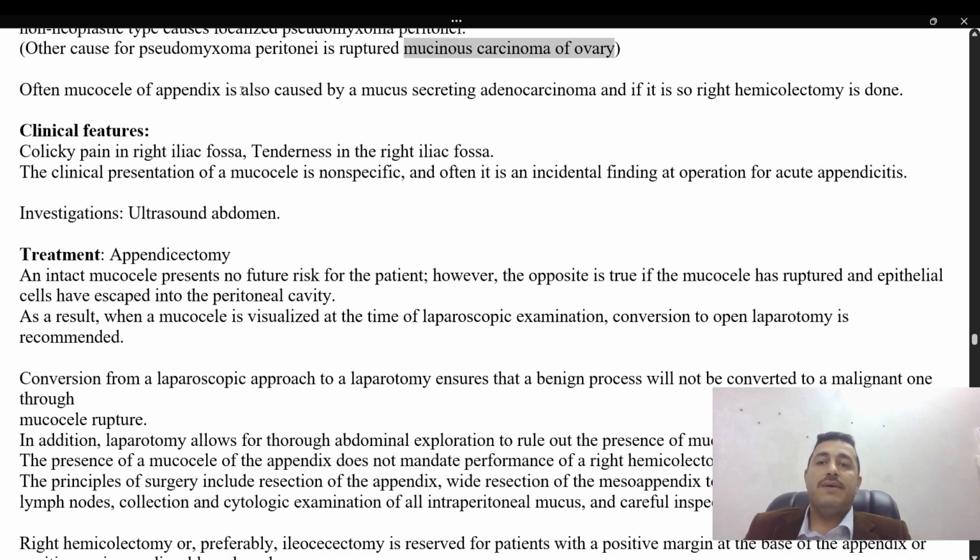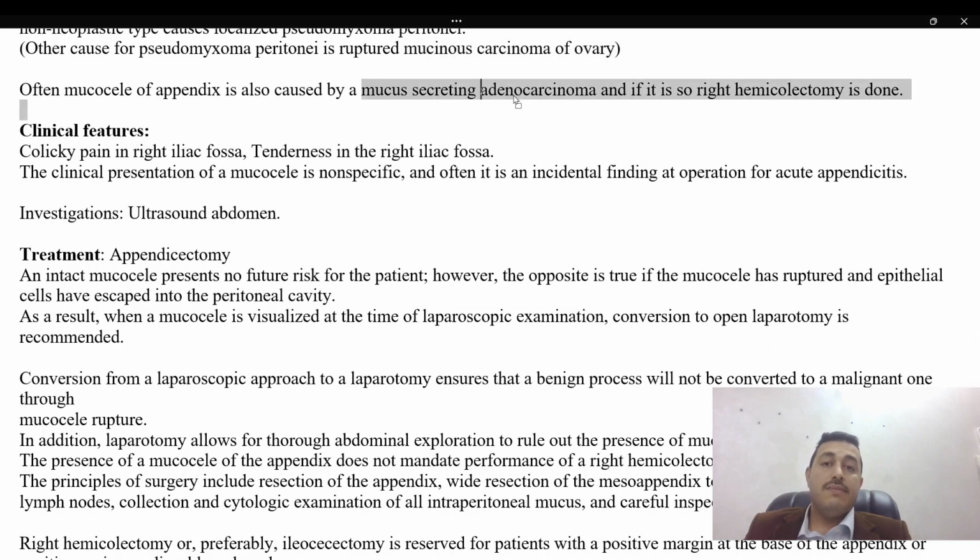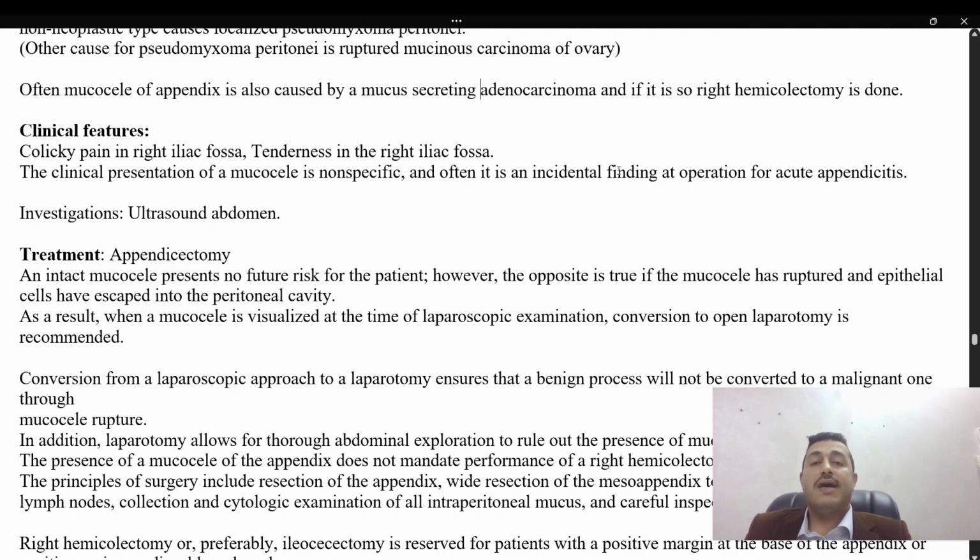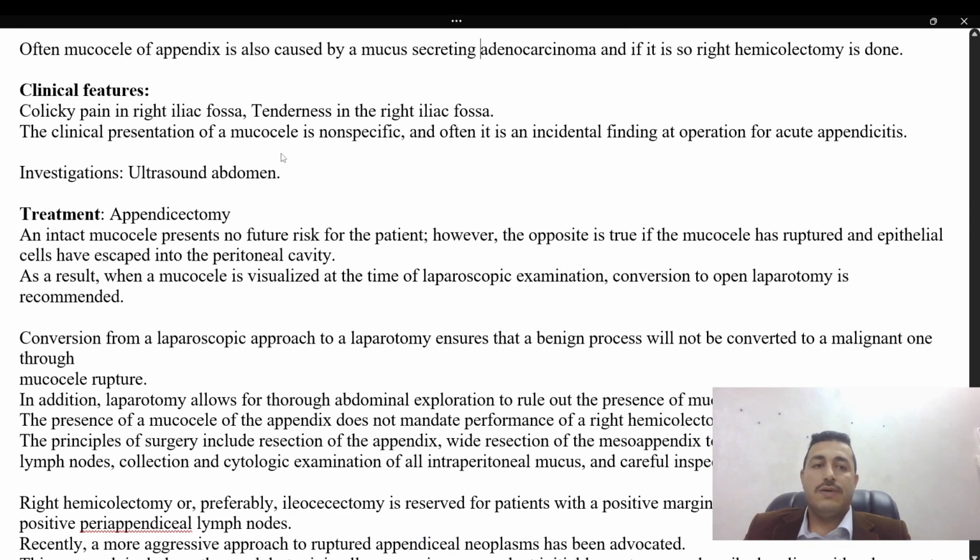If a mucocele of the appendix is caused by mucinous adenocarcinoma, then right hemicolectomy. But how can we know intraoperatively? We cannot. This will be a second surgery. The clinical feature of mucocele of the appendix is similar to appendicitis, but in a milder, subacute form. Colicky pain in the right iliac fossa, tenderness, okay.